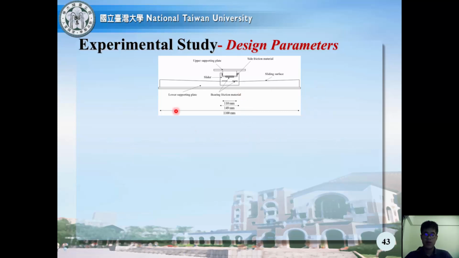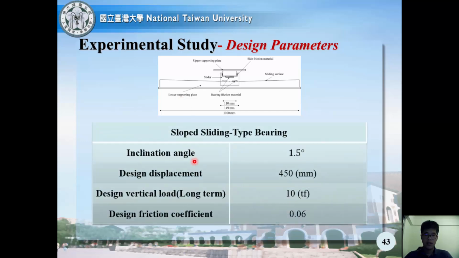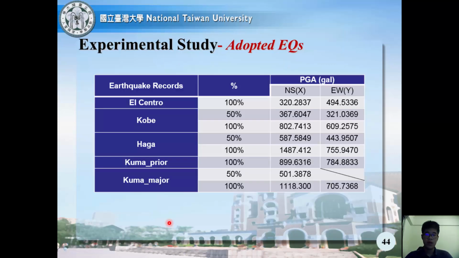And again, this is a schematic drawing of our bearing. This table shows the design parameters of our bearing, and we may see that the inclination angle is equal to 1.5 degrees, and the design friction coefficient is equal to 6%. And this table shows the earthquake records which we adopt in the experiment. And here are the PGAs.